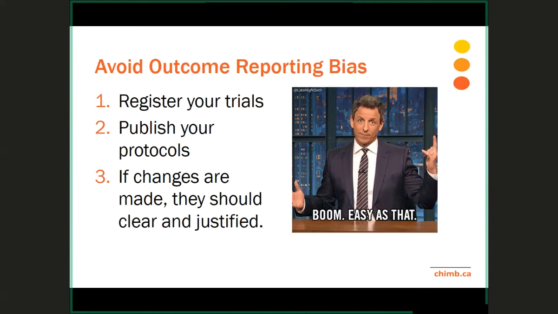But this is really a simple concept. Avoid outcome reporting bias, register your trials, publish your protocols, and just be honest. Be transparent. If there were changes that were made, these should be justified. There are lots of reasons that would be justifiable to change an outcome. Maybe patients thought it was too burdensome, or there was some reason. We just want to know what that reason was. It should be clear that there were changes and clear why the changes were made. It's simple as that.